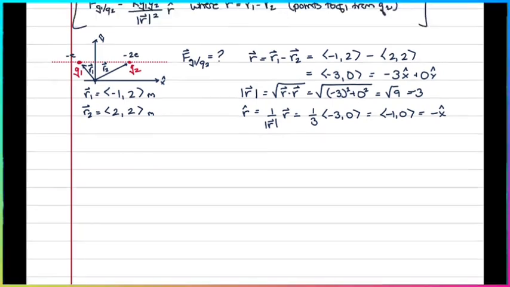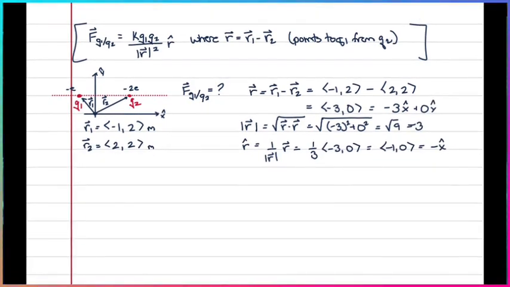Notice how I also just very systematically went through this as well. Given the position vectors, I could get the relative position. I then got the magnitude. I then computed the unit vector.